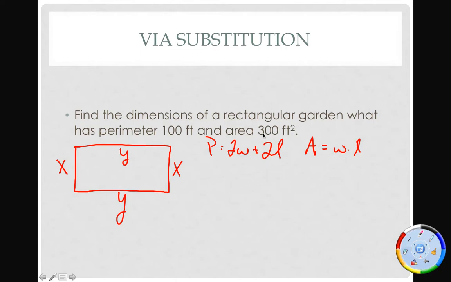Well, let's plug in the variables that I'm actually using here. Let's use x and y because I kind of like using x and y. I know my perimeter is 100. And my width is x, and my length is y, so I get 2y. And then I have area, which is 300, equals x times y, or xy.